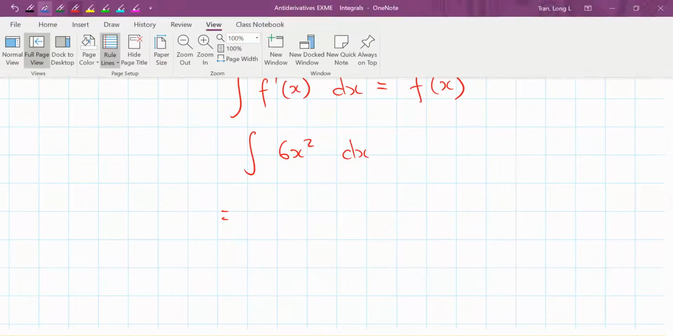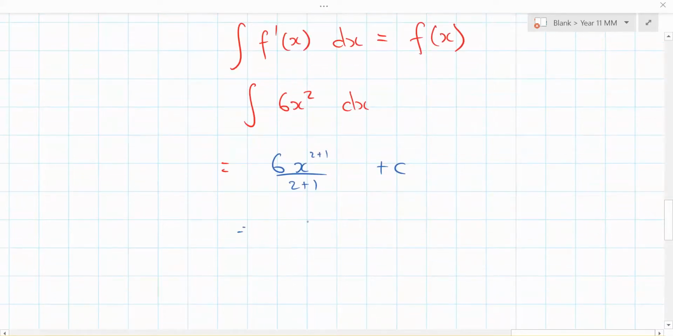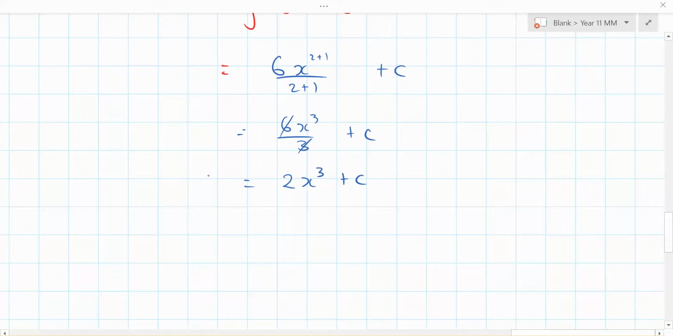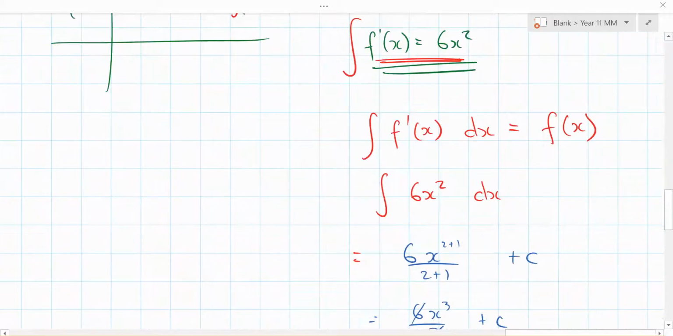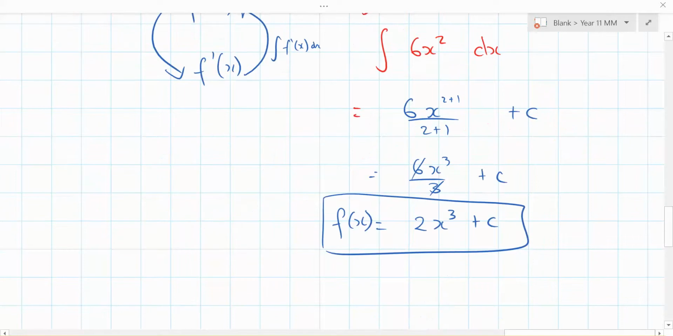It's 6x squared. So let's work out the antiderivatives. In this case, it's pretty simple. It's 6, x to the power of 2 plus 1 over 2 plus 1. Don't forget the plus c. So if you rewrite it, that becomes 6x cubed on 3 plus c, which is essentially 6 and 3 cancel out. So 2x cubed plus c. Remember, what is this all equal to? You just found the original curve. Okay, so don't forget, you started off with an original curve, you found the derivative, which is f dash of x. So the only way to get back to the function is you antiderive the derivative, and it gives you the function. That's why I know it's f of x.